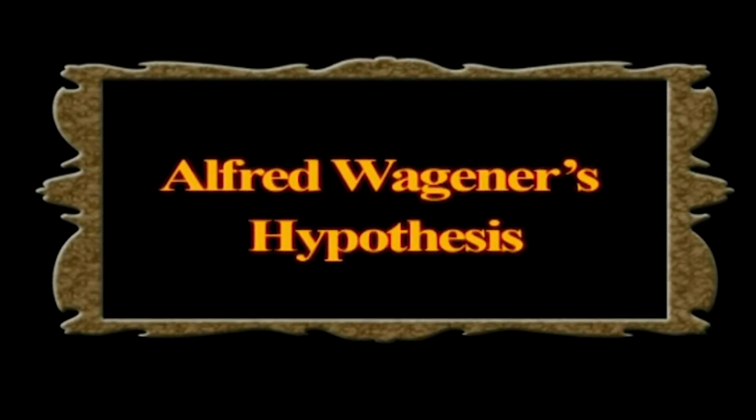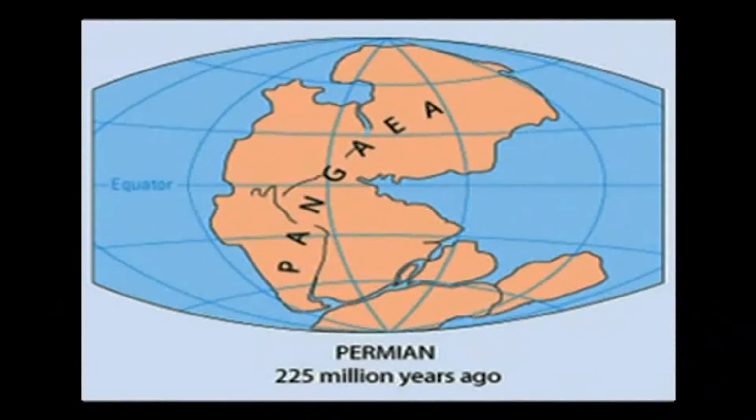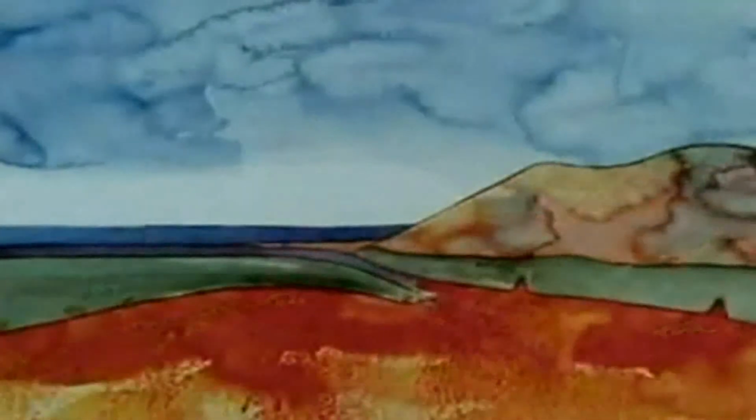Let us see Alfred Wegener's hypothesis. According to this concept, about 200 to 300 million years ago, all continents were attached together as a single land mass. That single land mass was called the supercontinent Pangaea. Thermal expansion and volcanic activities broke Pangaea into new continents. These new continents drifted away from each other due to further expansion of rift zones. Wegener was the first to use the term continental drift.